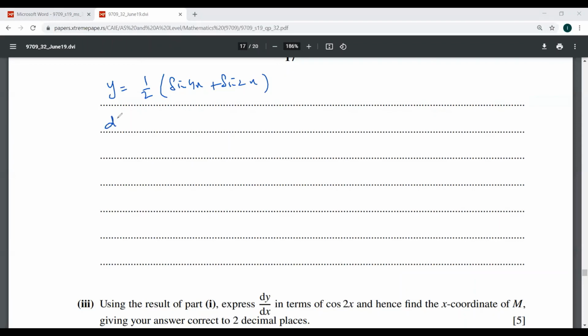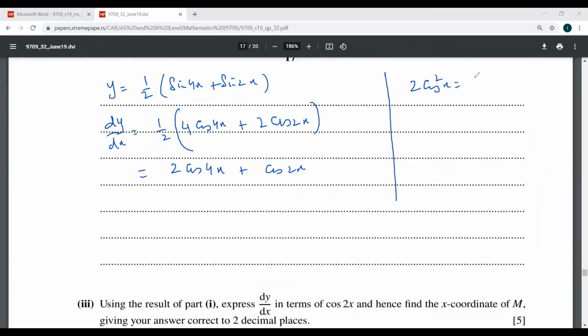So let's find this dy by dx. This is half cos 4x times 4 plus cos 2x times 2. Okay, so it says we have to write this dy by dx in terms of cos 2x. So this is 2 cos 4x plus cos 2x. How can I write this cos 4x in terms of cos 2x? Do you remember 2 cos square x is 1 plus cos 2x? So if I want this to be cos 4x, this will be 2 cos square 2x is going to be 1 plus cos 4x.